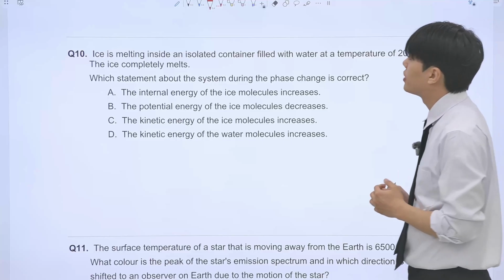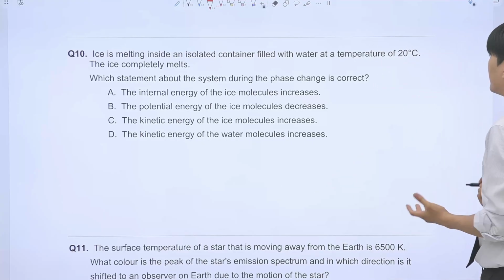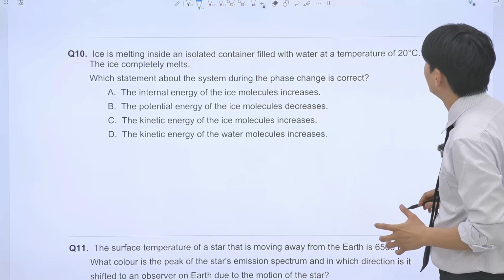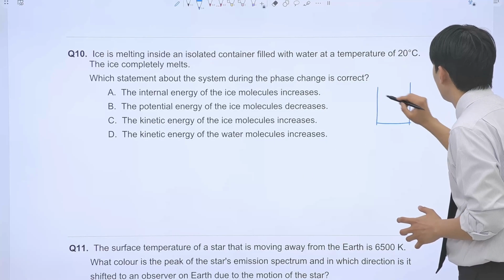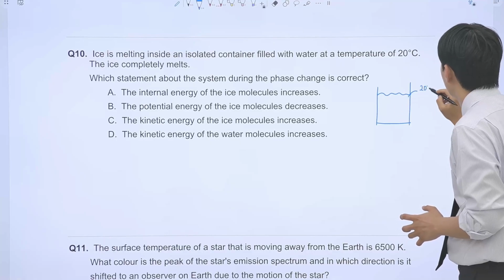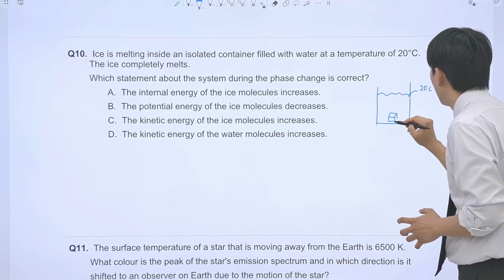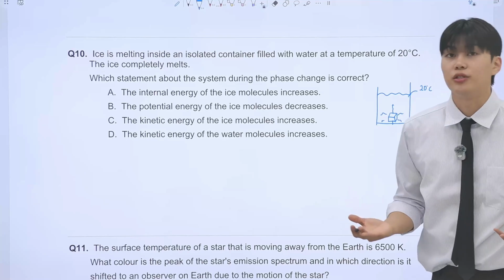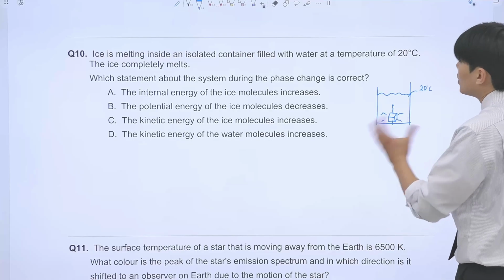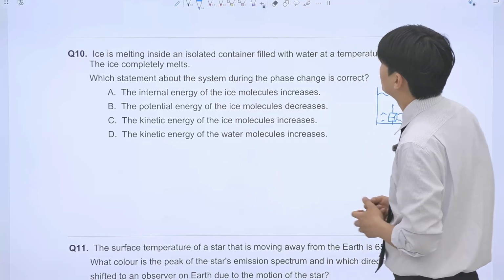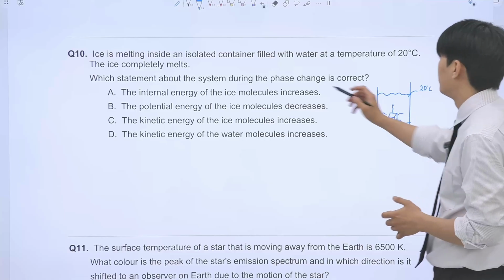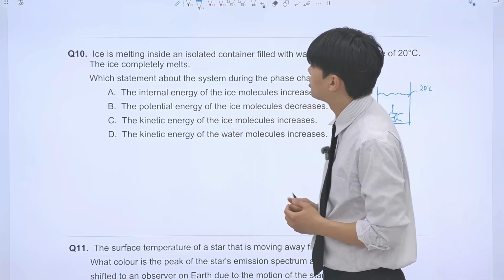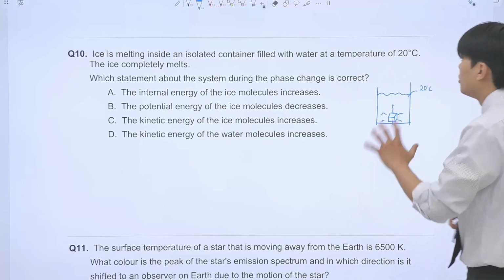Okay, question 10. The ice is melting inside the container, which has water at temperature 20, and the ice completely melts. So let's draw the diagram, something like that. We have water here, which is 20 degrees, and we have the ice here, and it melts. Every time I see this kind of question, I simply draw the diagram. And then what's next? They said which statement about the system during the phase change is correct. When you're skimming through the answers, they talk about internal energy, potential energy, and kinetic energy, right? So that's all about energy.